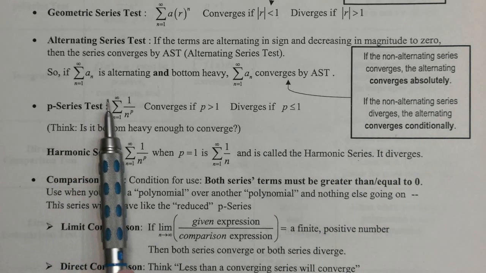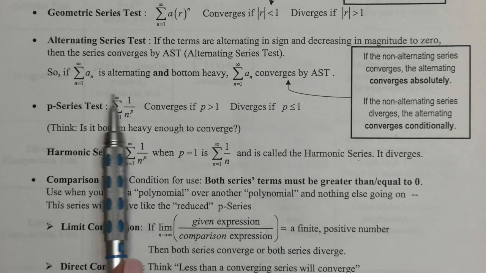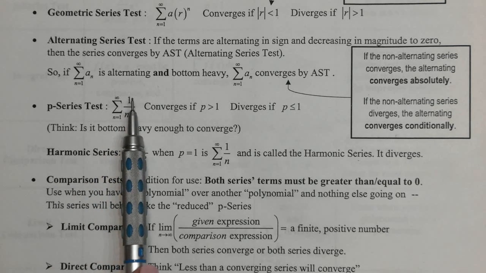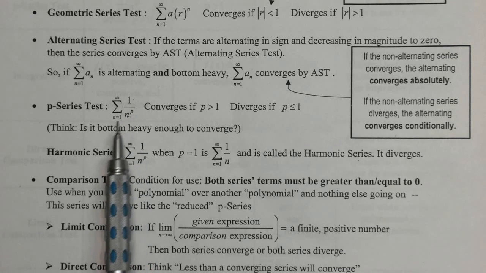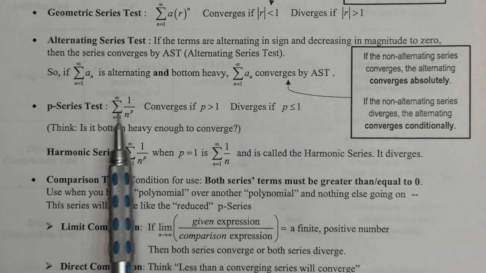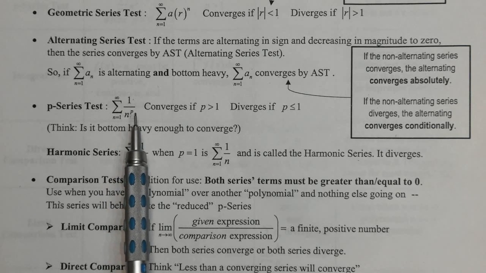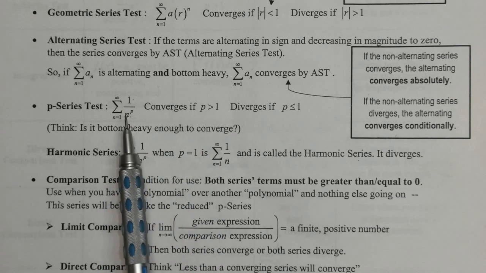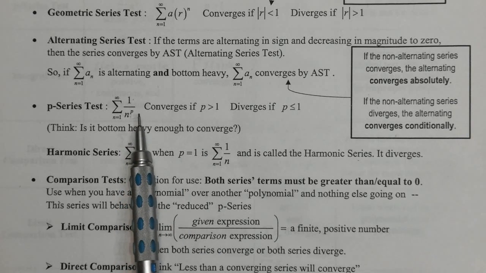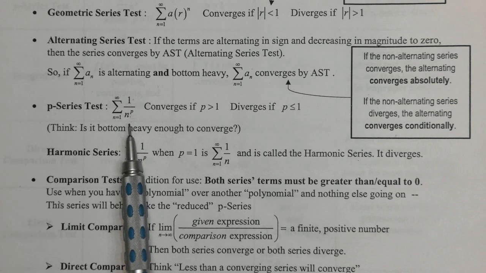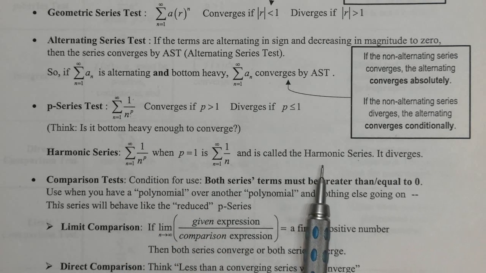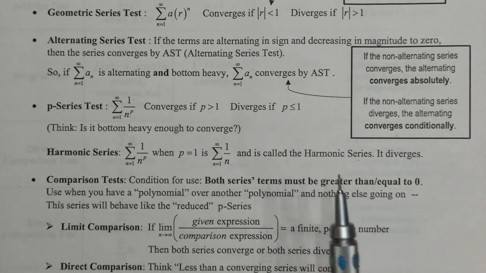P-series test. This form, and only this form. This is the only P-series form. 1 over n to the P. It has to be a 1 to be a P-series. Okay? Converges if the P is bigger than 1. Diverges if it's less than or equal to 1. If P is equal to 1, then you have this, which is the harmonic series. And it does diverge.